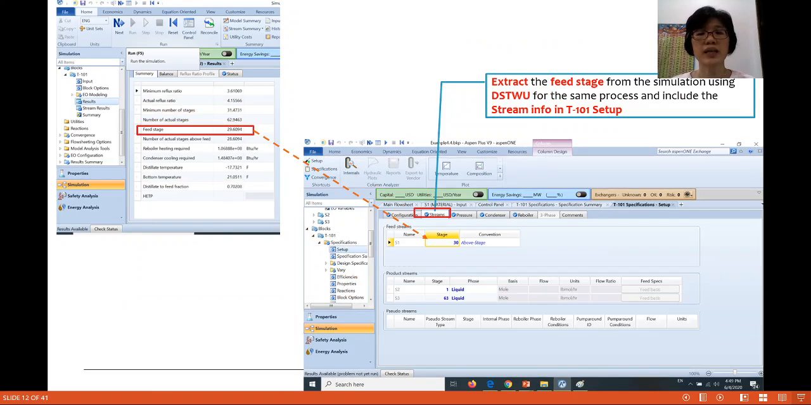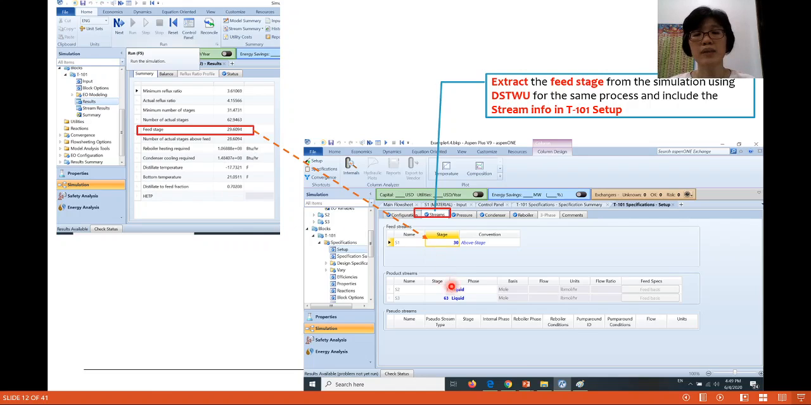Then the next page here is for you to put in your stream information. Okay, stream information still under the input page. So we have stream information here. Only the feed stage we need to put in. Again, feed stage you have to extract from the simulation results using the DSTWU.